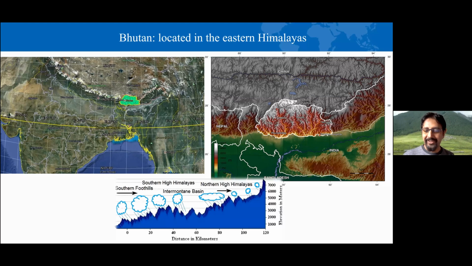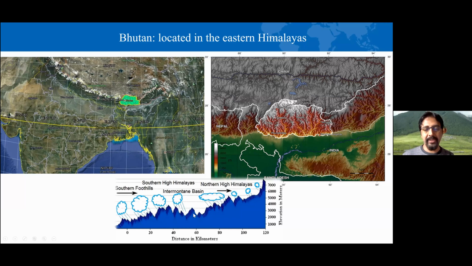Most of the time people ask me where Bhutan is. This is important because I'll be presenting a little bit on forest resources management, forest resources use and livelihoods. This is where Bhutan is, in between China and India, two big countries. Bhutan has an interesting landscape, very much mountainous.